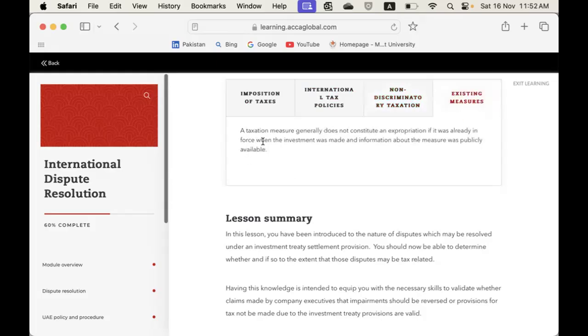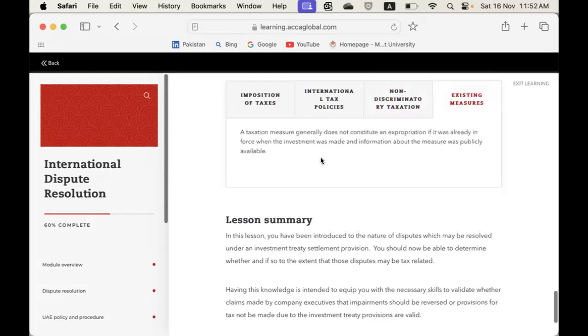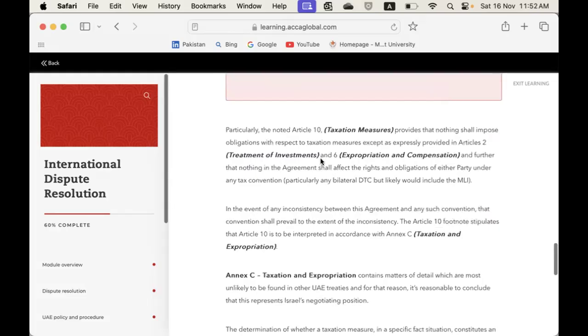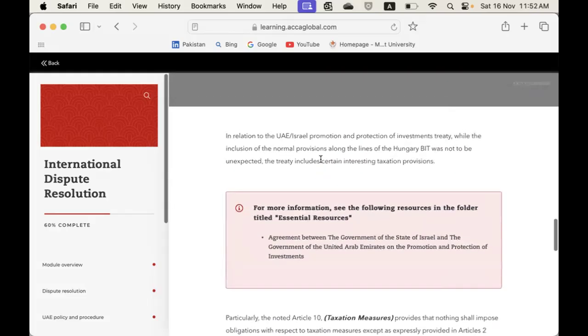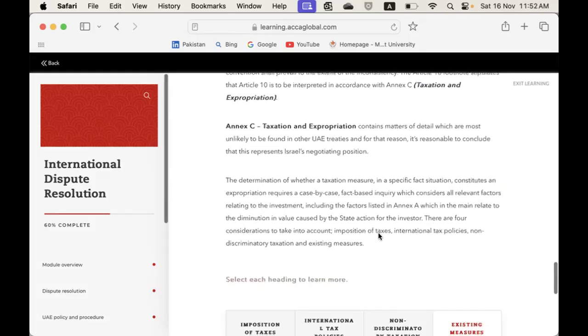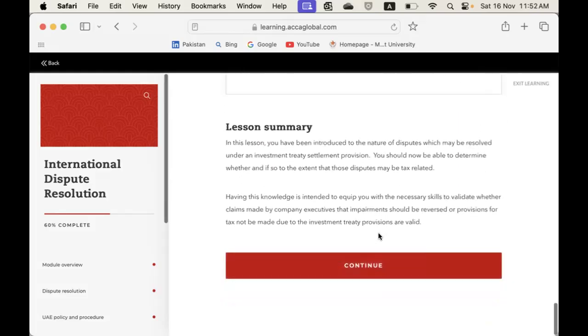Existing measures. A taxation measure generally does not constitute an expropriation if it was already in force when the investment was made and information about the measure was publicly available. So I do not see the date of signing of this treaty, but nonetheless, as I recall it, it was before the introduction of corporate tax law, but VAT was already in place in UAE.